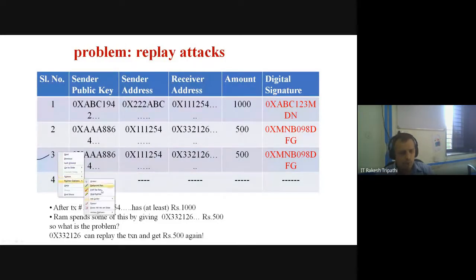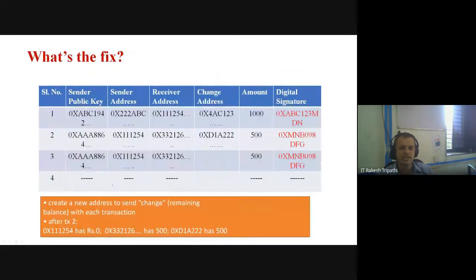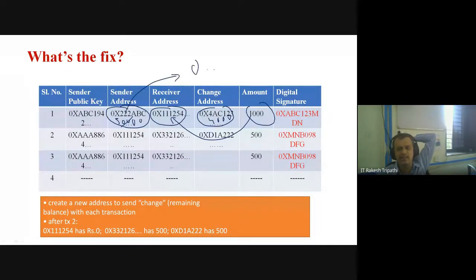Okay. In order to solve this, we use the change address. So for every transaction, this is the sender address. From this sender address, 500 goes to the receiver and the rest is the change, whatever balance he has. So if he has 5,000 in his account, then 1,000 will go to this account and 4,000 will go to the change account, and this account will become 0. Okay. So next time you cannot replay the same transaction, because his account has nothing in it. Do you have any point?